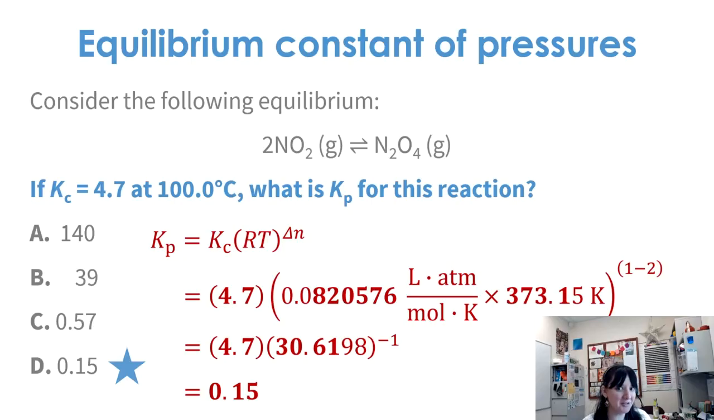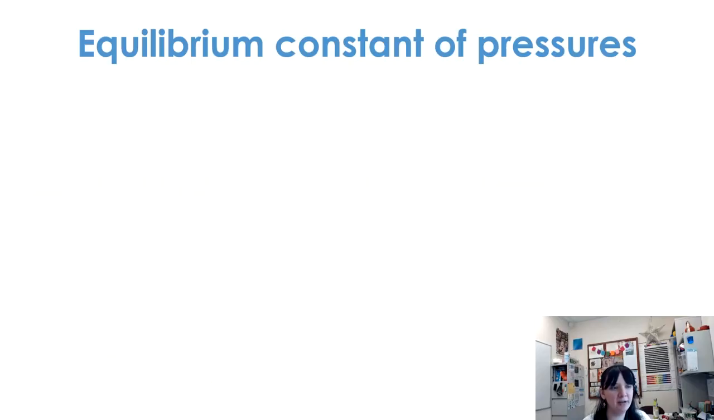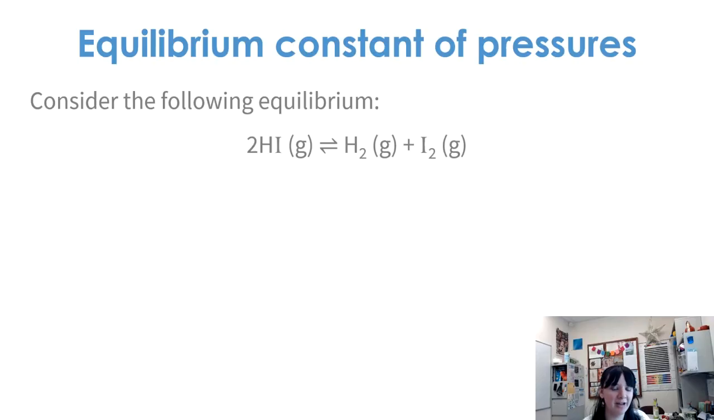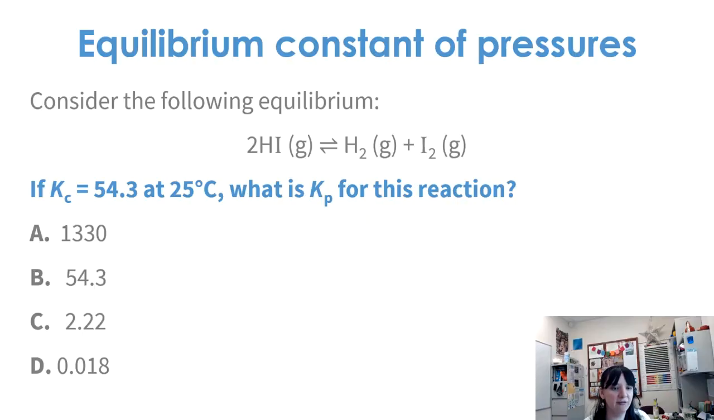But let's also look at another example right here. Consider this equilibrium of hydrogen iodide decomposing into hydrogen and iodine. This has a Kc of 54.3 at 25 degrees Celsius. So then my question here is, again, what is the Kp for this reaction? You can go ahead and take another minute to pause, solve this, and then we'll go over the solution in just a bit.